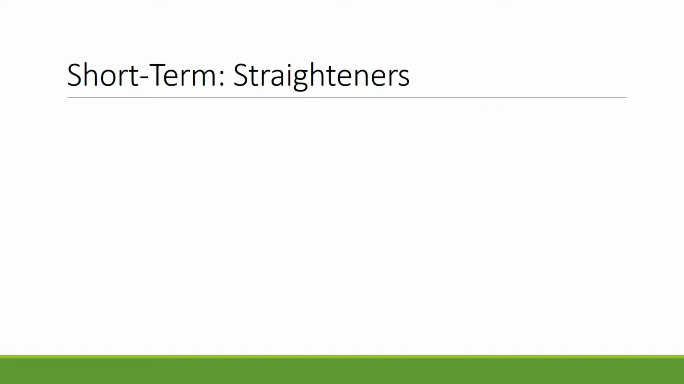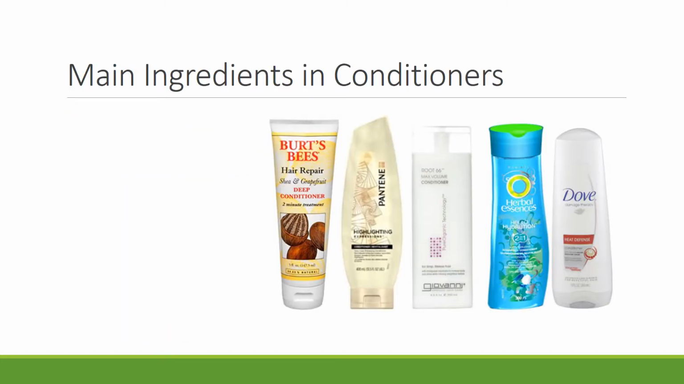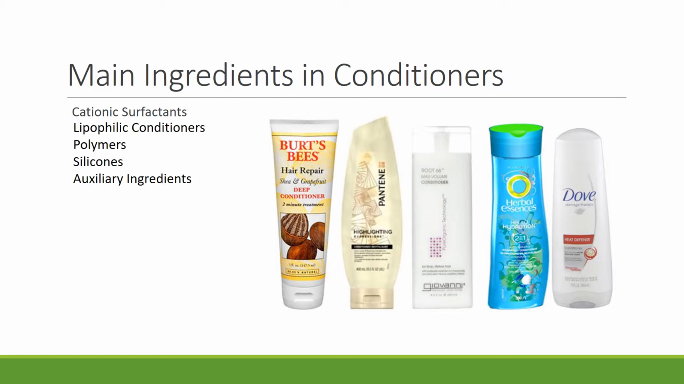The 2 types of chemical bonds in keratin are non-covalent hydrogen bonds and covalent disulfide bonds. While blow dryers and flat irons rearrange the hydrogen bonds in hair, chemical straighteners rearrange the disulfide bonds due to the presence of additional chemical ingredients. Hair conditioners are vital in smoothing hair after washing with shampoo. It is made up of only a few ingredients, but it's the cationic surfactants that do most of the work.